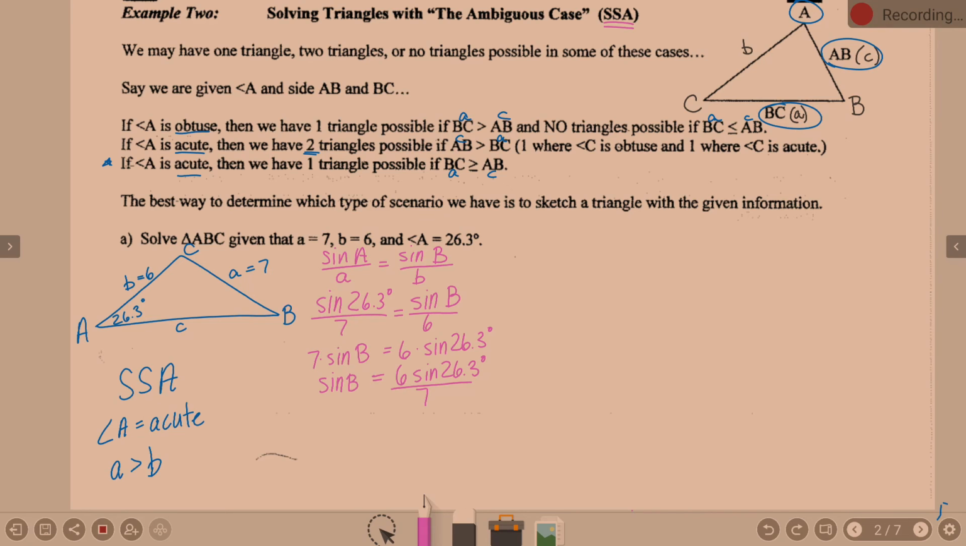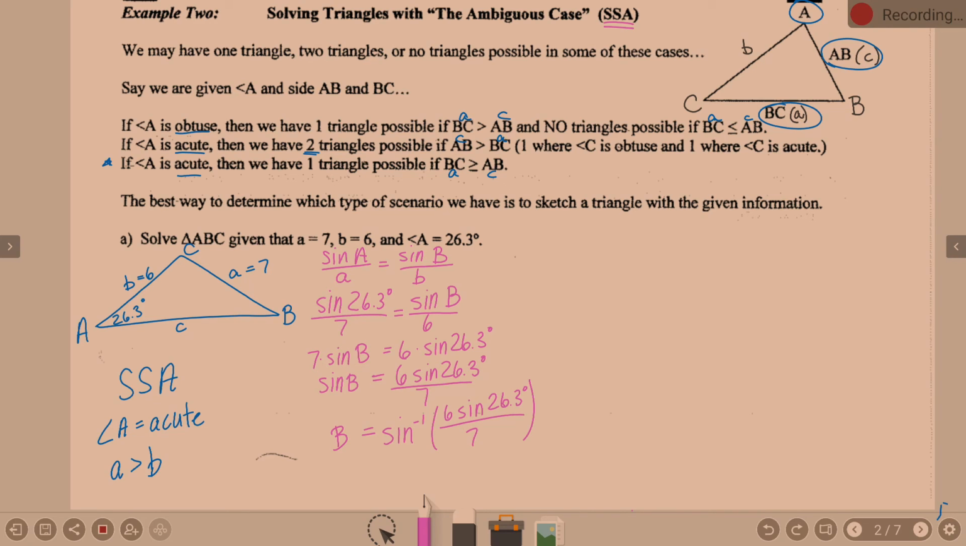We need to know, how do we find capital B? So this is where the sine of some input is equal to some output. What allows us to flip-flop, to switch our inputs and outputs? That is the inverse function, right? Inverse function allows us to take our input and our output and switch them. So what I'm able to do here is say, okay, B is going to be equal to sine inverse of 6 sine 26.3 degrees divided by 7.